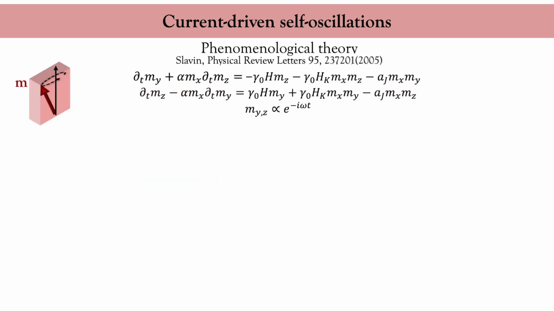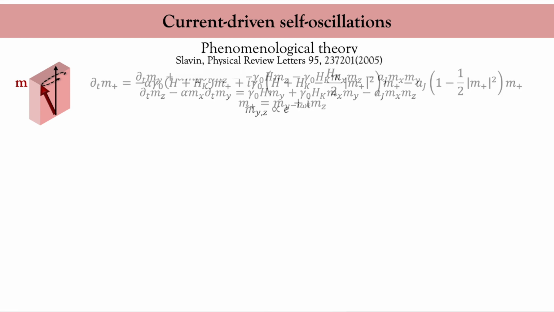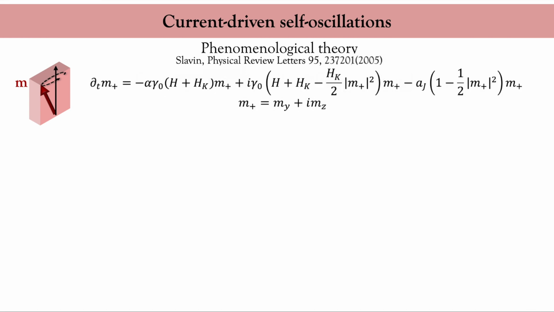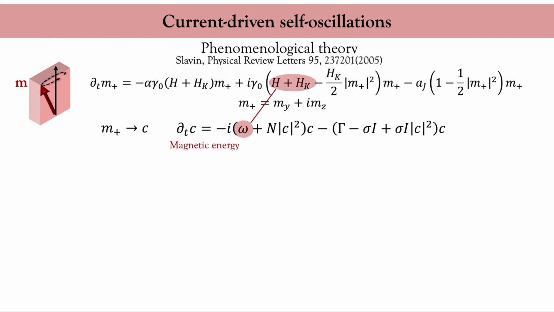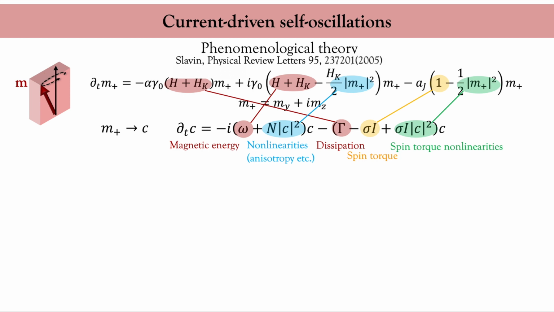Another way to describe these excitations was proposed by Slavin and Tiberkevich. The idea is to start from the LLG equation and look at the oscillating part of the magnetization. I can combine these two equations into a single one, where m plus is the variable I'll be tracking. Replacing m plus by the parameter c, I obtain this nonlinear master equation where I recognize the magnetic energy, enhanced by nonlinearities coming from the magnetic anisotropy. I also retrieve the magnetic damping, the linear spin torque, as well as a nonlinear spin torque term.